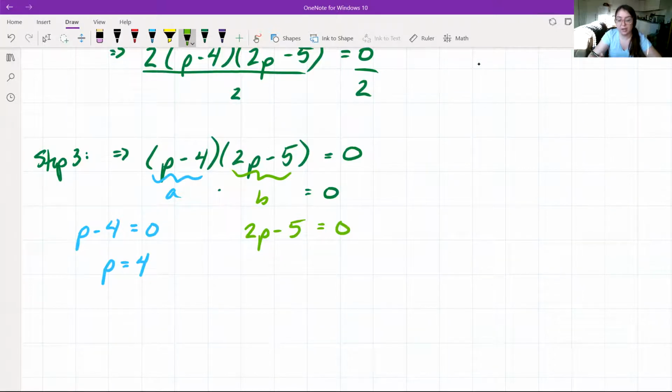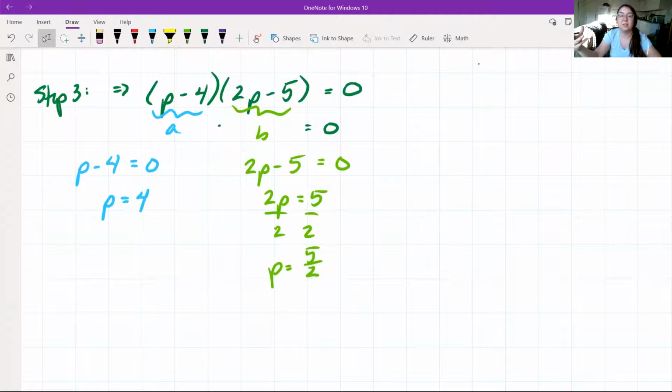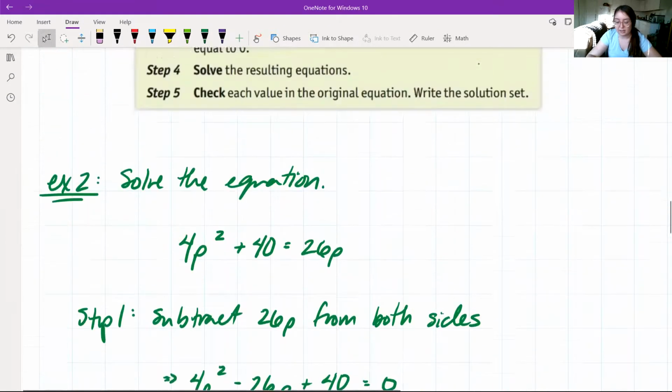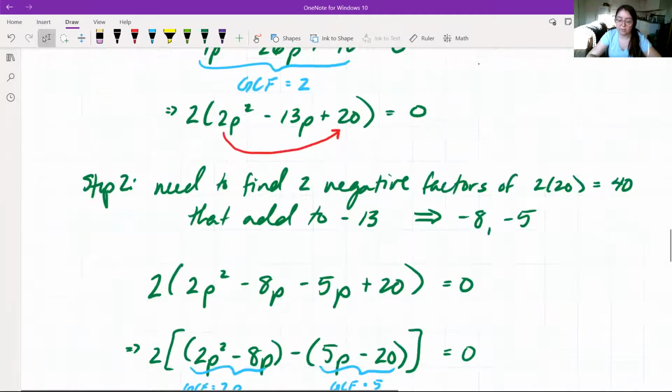2p minus 5, we add 5 to both sides to get 2p is equal to 5. We divide both sides by 2, and we get that p is equal to 5 halves, or 2.5. But we found our values. So this was step 4. So we found our values of p. And to check if we were correct, we would plug in our values.